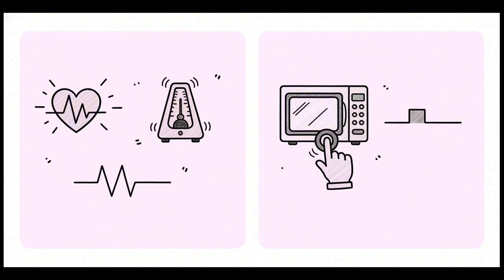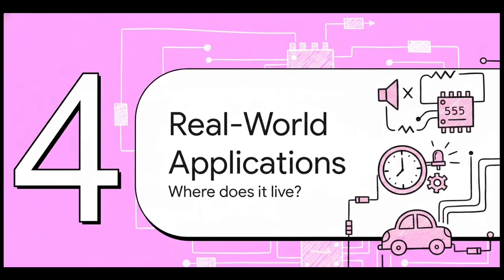Monostable mode, however, has one stable state. It's exactly like a microwave timer. It sits there doing nothing until you trigger it, does its job for a preset time, and then stops. A classic one-shot timer. Which brings us to Section 4, real-world applications.